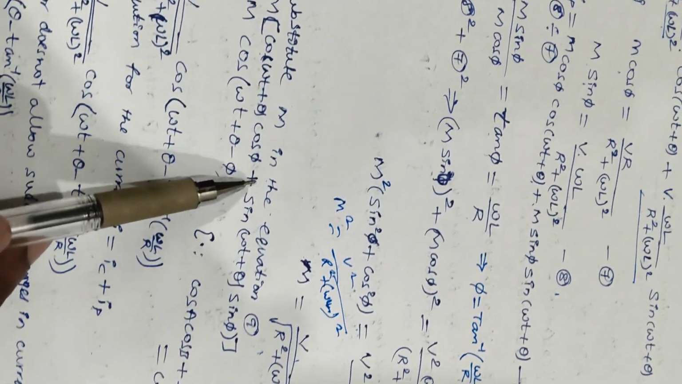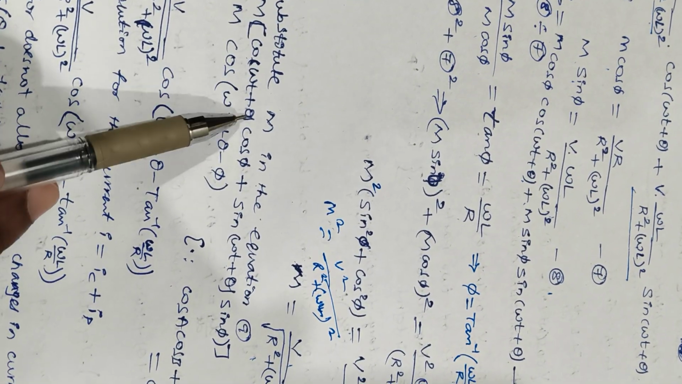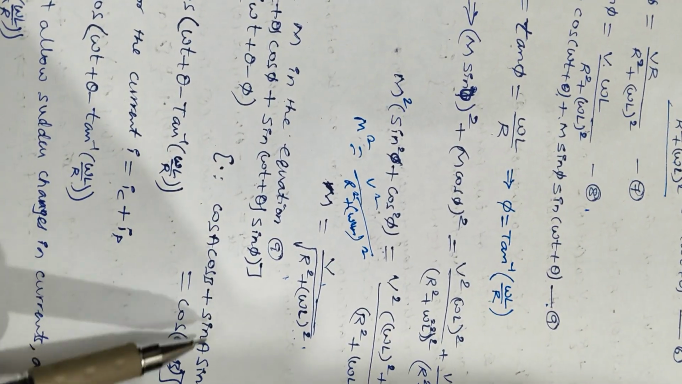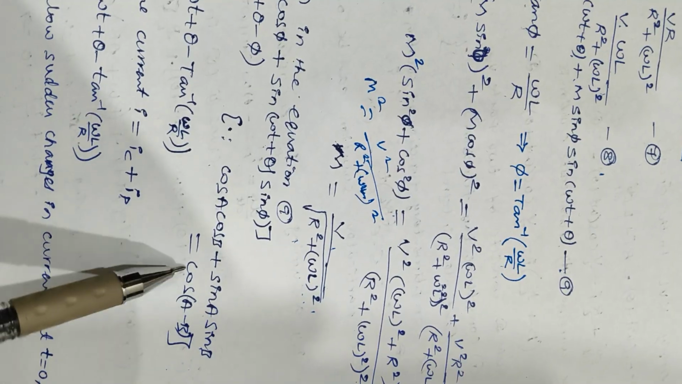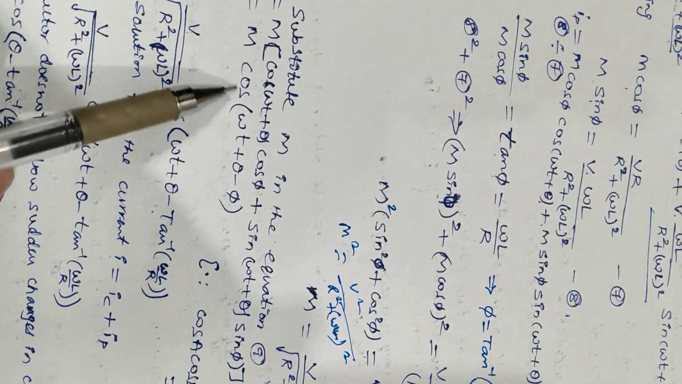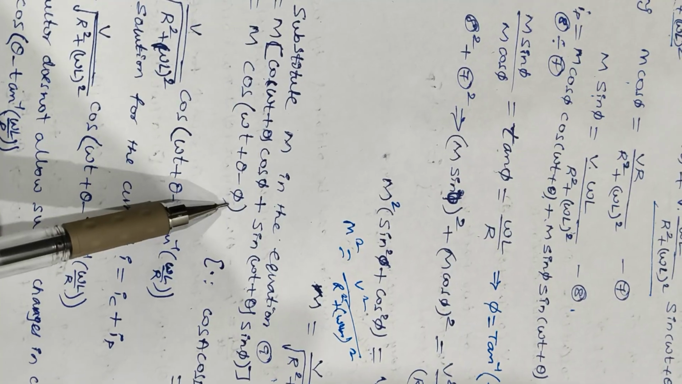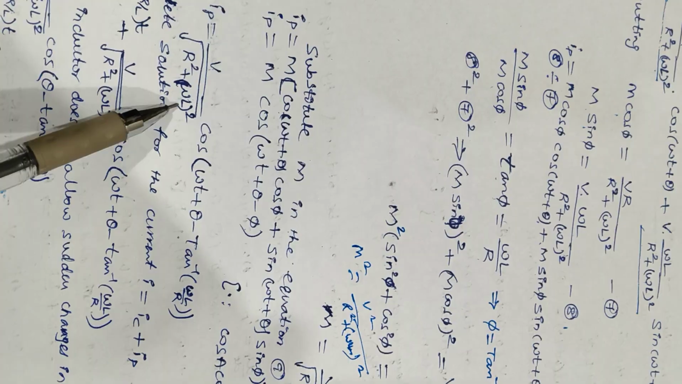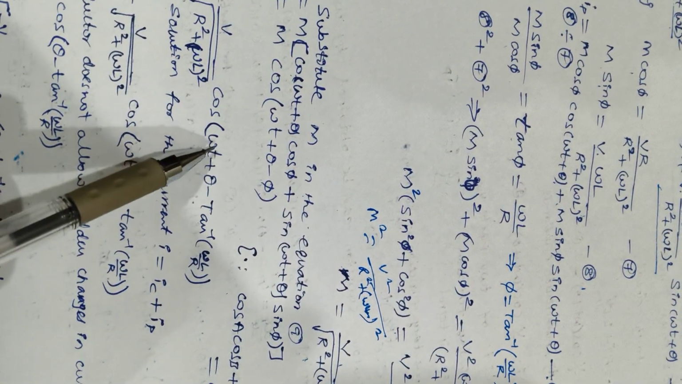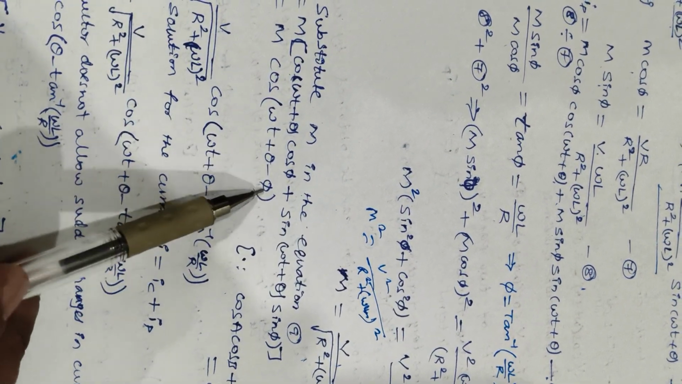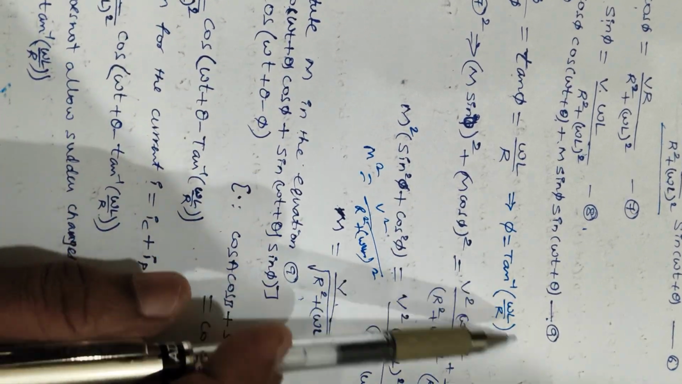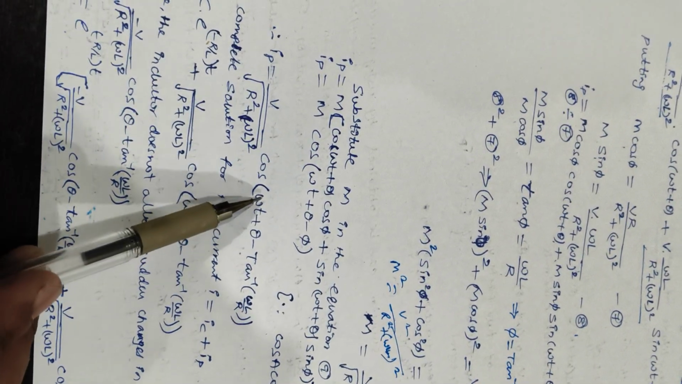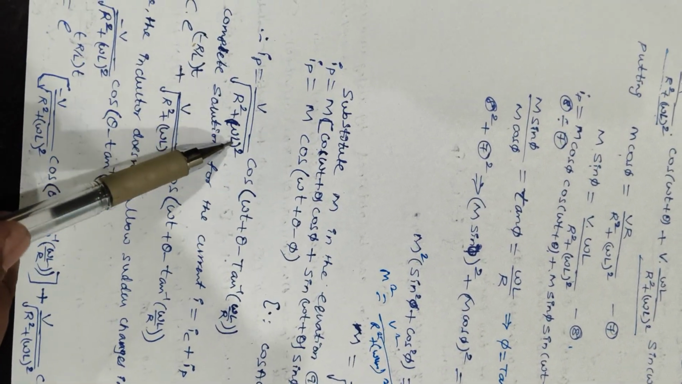If I assume omega t plus theta is equal to a, and b is equal to phi, cos a cos b plus sin a sin b is nothing but cos of a minus b. That's why here I'll get cos of omega t plus theta minus phi into m. I know the m value that I am substituting here: V by under root of R square plus omega L square. And phi is equal to tan inverse of omega L by R. Now I got the particular integral also only in terms of circuit elements.